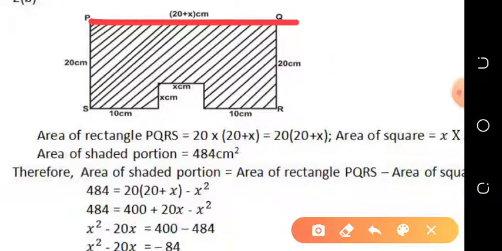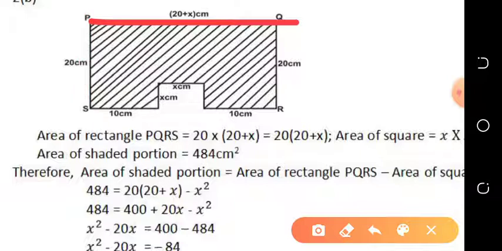20 plus x. What's the breadth? 20 cm. So you have length times breadth, that is 20 times 20 plus x. That's what you can see here. When you multiply that, you have 20 into bracket 20 plus x.